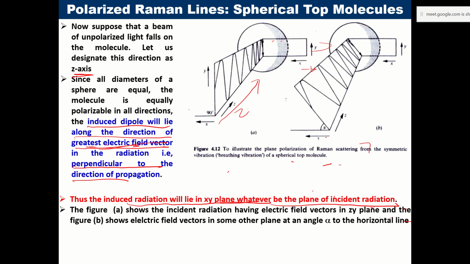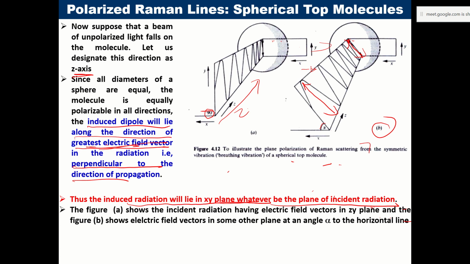So the second picture, the B that we are talking about, is of the incident light but at a different angle alpha. It was initially at 90 degrees to this xyz. Now if any arbitrary angle alpha is taken, the same light has an electric field vector oscillating in this direction. So it is here like this, oscillating electric field. Again the polarizability is symmetrical, changing in the same way in all directions.